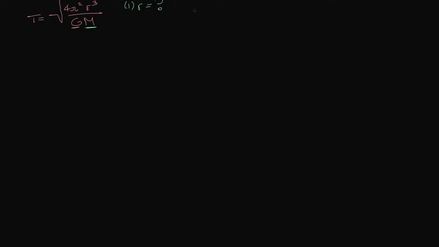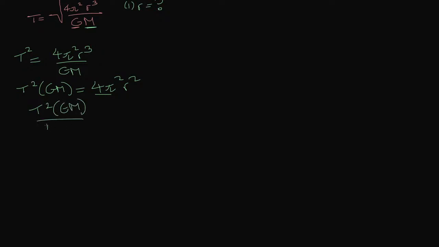Okay, so now first what we want to do is we'll square it to get rid of the square root. So we'd have T squared is equal to 4 pi squared r cubed over GM. We're getting rid of the square root by squaring both sides. And now we'll multiply across by GM. T squared GM, to get rid of the GM as a fraction, is equal to 4 pi squared r cubed. And now we want r on its own, so we divide both sides by 4 pi squared. So T squared GM over 4 pi squared is equal to r cubed.